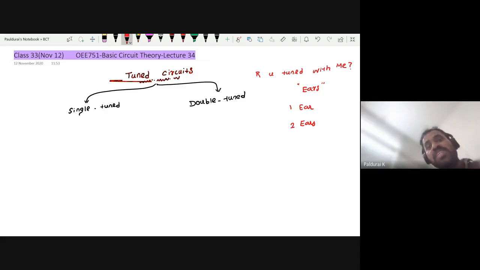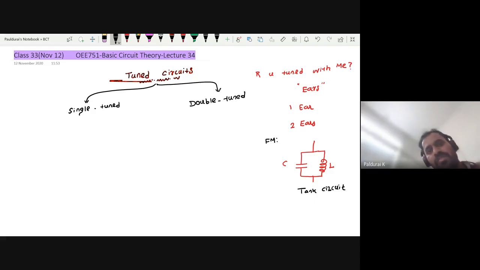You are changing the capacitance, but inside you are having one tank circuit. What do you mean by tank? This is a parallel combination of capacitor and inductor. Okay, this is very interesting. In communication, this circuit finds a lot of application. One application is your FM. If you are having any FM at home, just try to open it. Inside you can find this tank circuit.